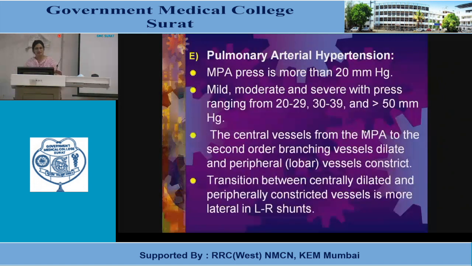Next is pulmonary arterial hypertension, which occurs when the main pulmonary artery pressure is more than 20 mmHg. It may be mild, moderate, severe: 20 to 29, 30 to 39, and more than 50. The central vessels from the MPA to the second order branching vessels will be seen to dilate, and the peripheral or lobar vessels will constrict. The transition between the centrally dilated and the peripherally constricted vessels will be more lateral. So there will be more dilated central vessels in cases of left to right shunts.